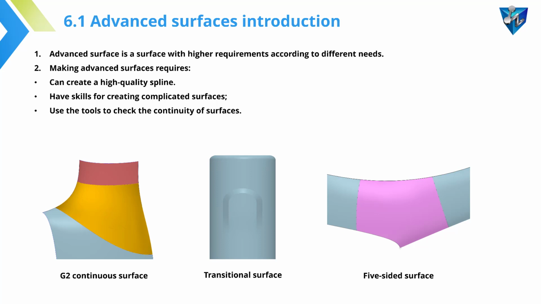There are three surfaces here: G2 continuous surface, transitional surface, and five-sided surface. Some of these were mentioned before, but without a doubt, all of these belong to the advanced surface. So how can we create the advanced surface? There are some requirements. Firstly, create high-quality splines. It is a base for the advanced surface. Secondly, have the skills for creating complicated surfaces. Finally, we need to use the tool to check the continuity of surfaces.